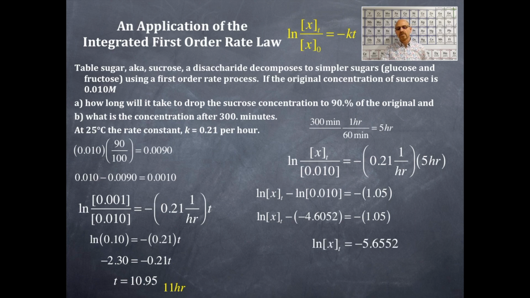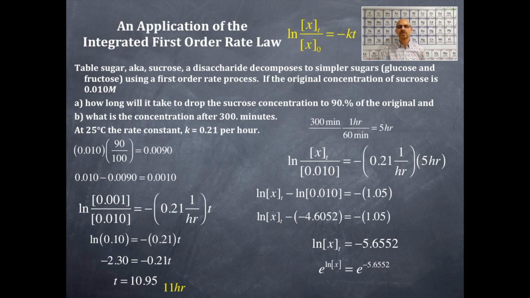Now I've moved that number, 4.6052, over to the right-hand side. I got the natural log of x of t is equal to negative 5.6552. Now, how do you get rid of the natural log? There's another button on your calculator that's a small little lowercase scripted e, and that's the opposite function, just like addition and subtraction, multiplication and division. That's what we're going to use here.